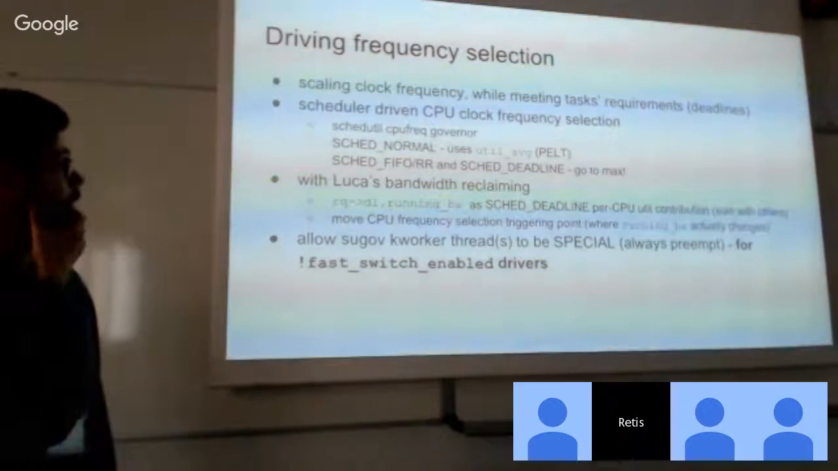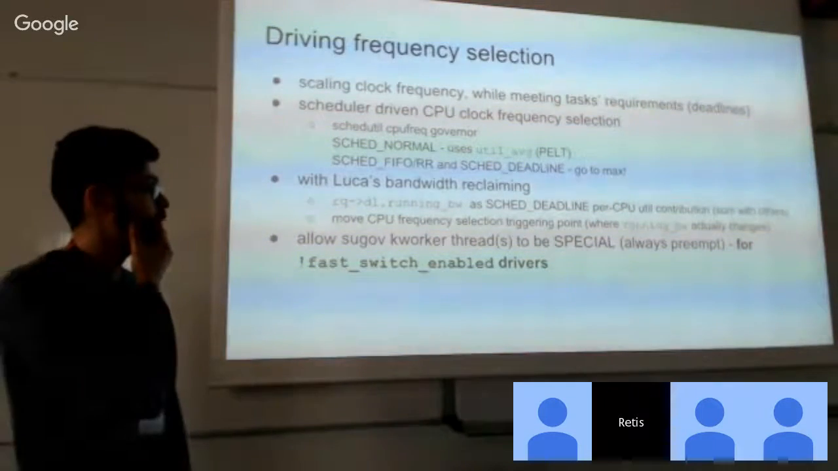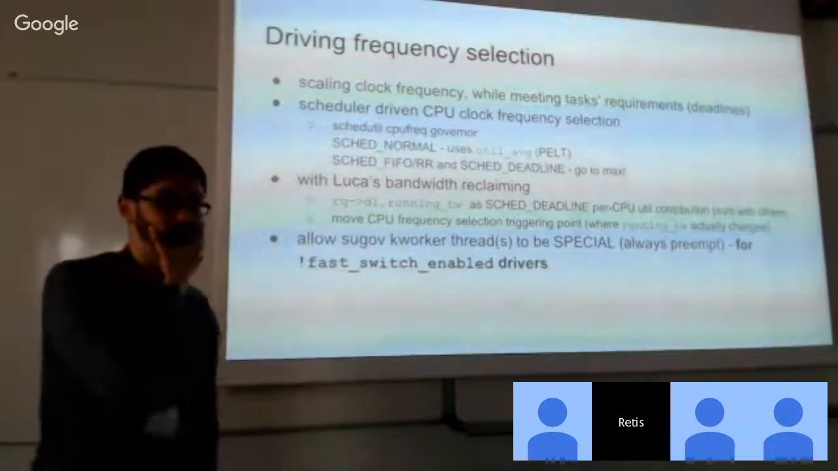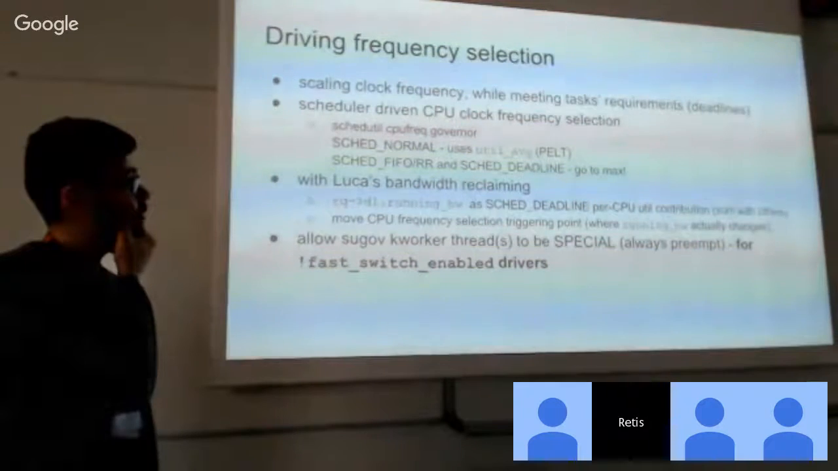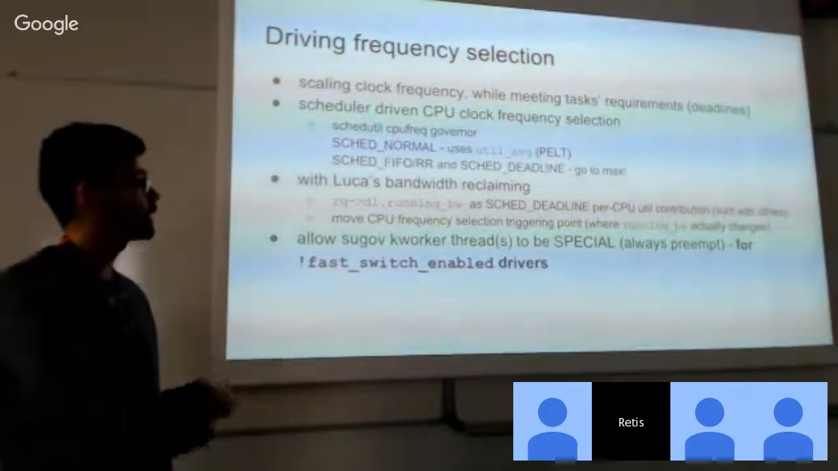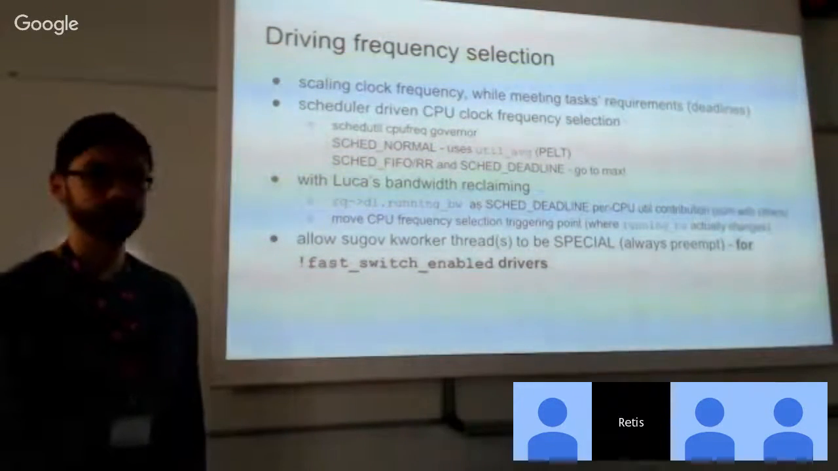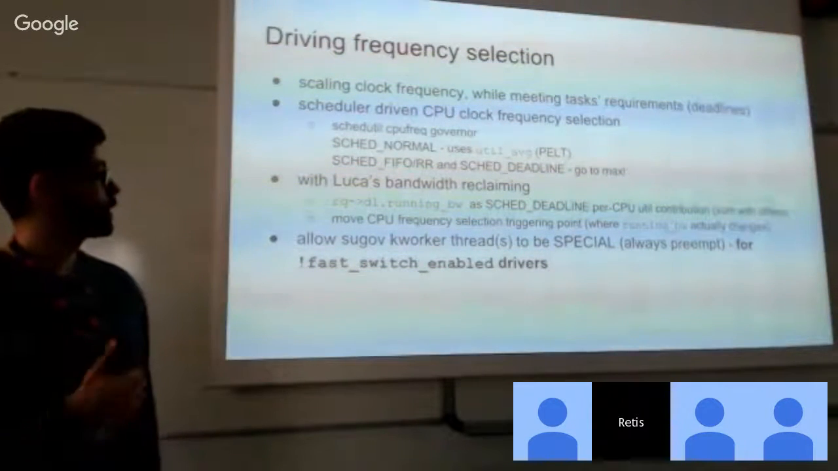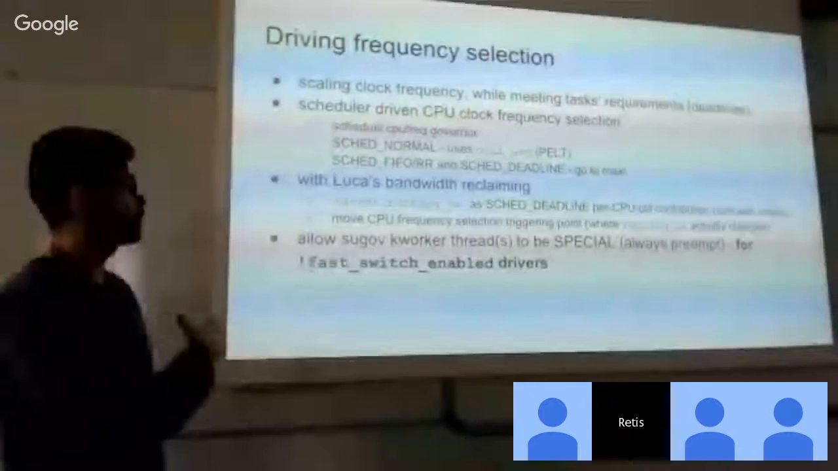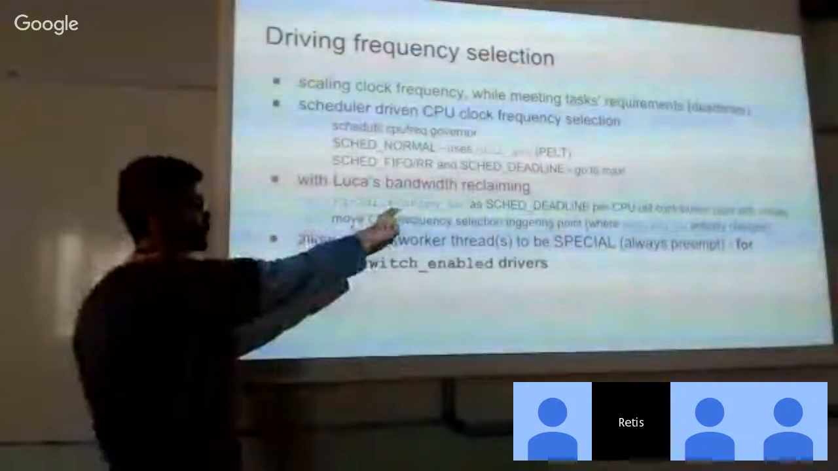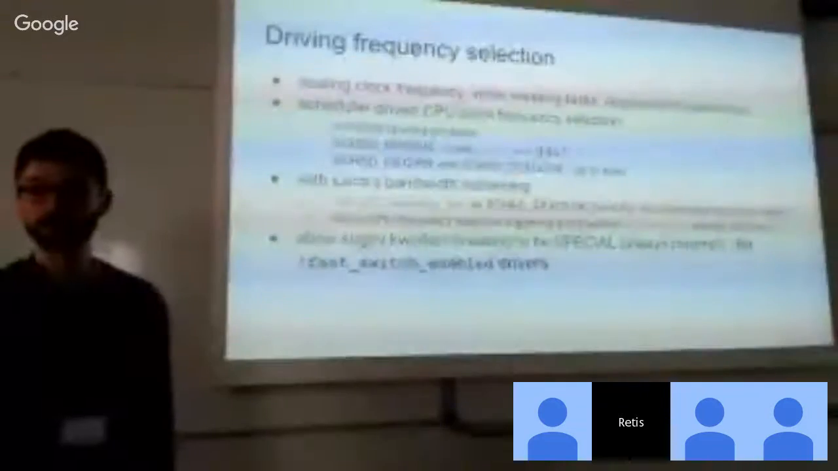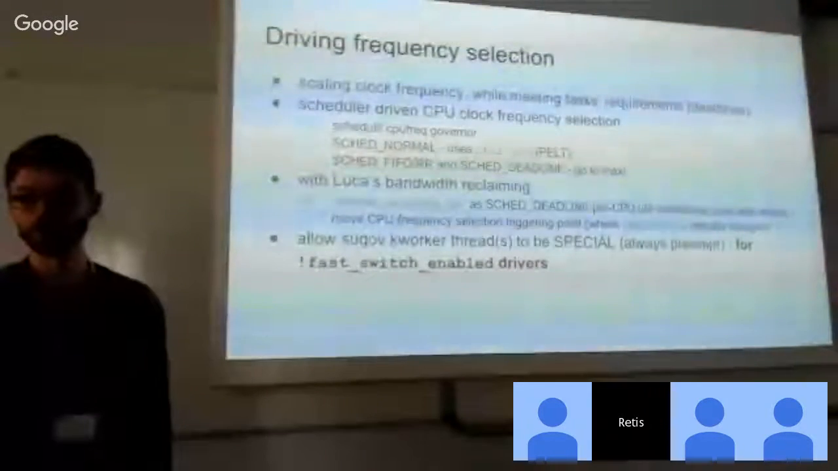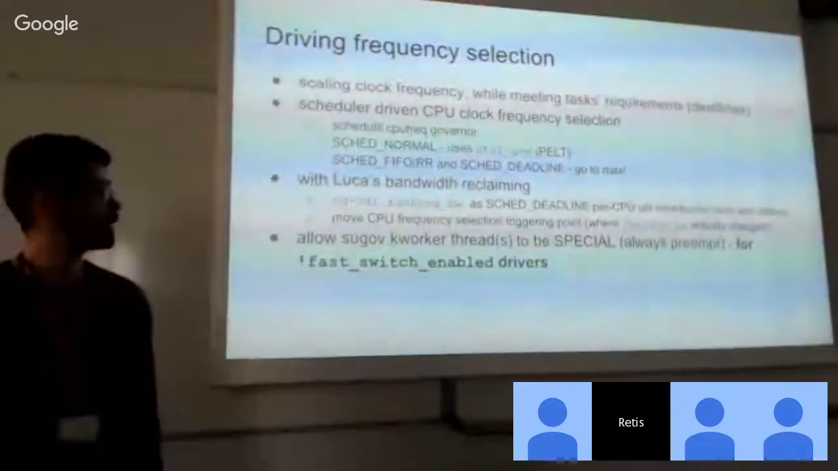Schedutil currently uses util average, so the PELT signal for SCHED_NORMAL, so CFS, and it goes to max as soon as SCHED_DEADLINE tasks enter the system. Using Luca's patches, we can use this new variable called running bandwidth, which is the active utilization which Luca was talking about yesterday.